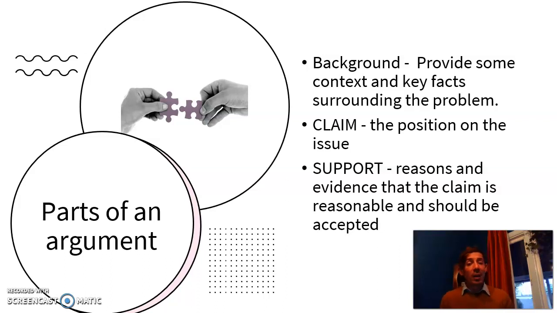And then you have claim. The claim is the position on the issue. It is the position you are taking, the position that needs to be specific, and it needs to be arguable. It can't be so broad and unspecific that everyone would be like, sure, I guess so. It has to be something you can argue. It has to be something that creates conversation. Support. The support is going to be reasons and evidence that the claim is reasonable and should be accepted. That is your support.